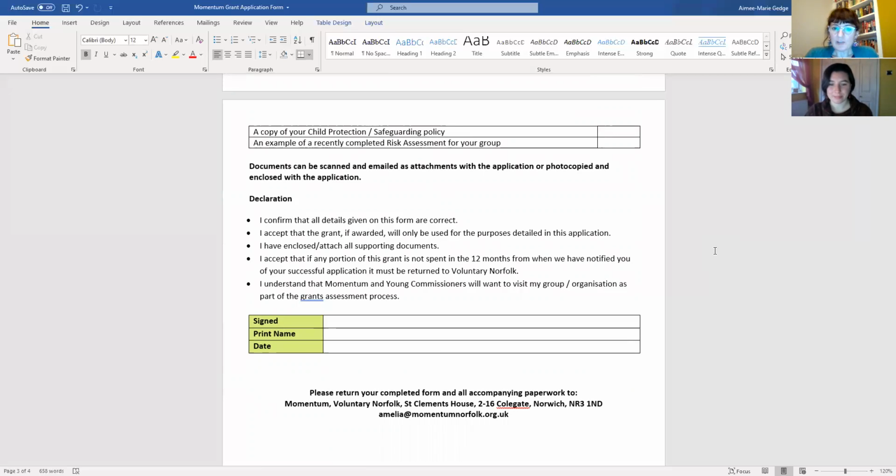And the last bit is just remembering that somebody from the momentum team and possibly the young commissioners might want to visit the group, and you just need to be ready for that. And then all you need to do is sign and print your name and put the date, and then you can either post it, although at the moment the best thing to do is to email it to us, because then we'll get it more quickly. I think that's the end of the application process.